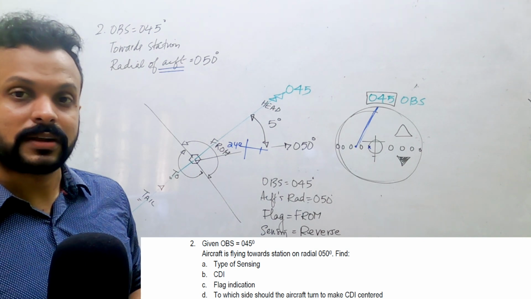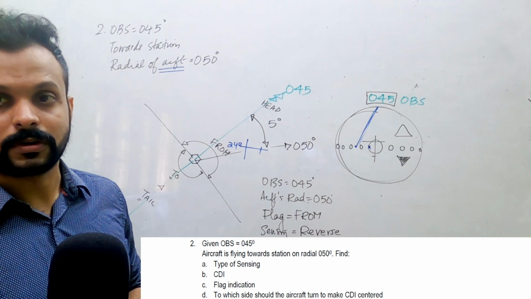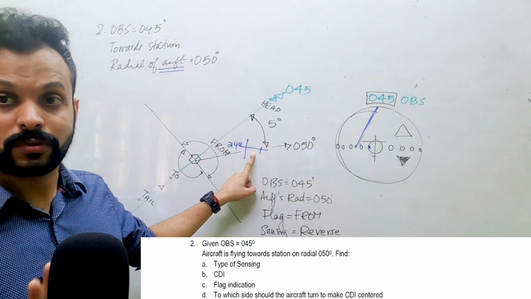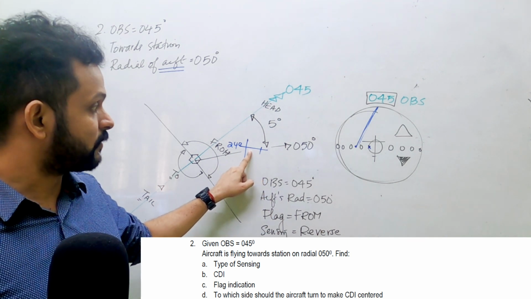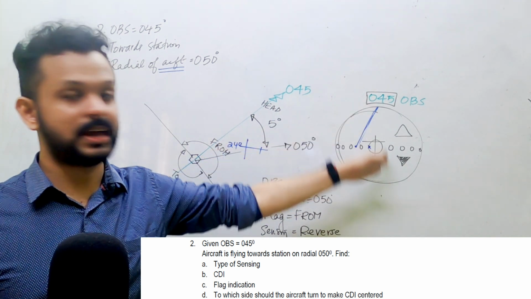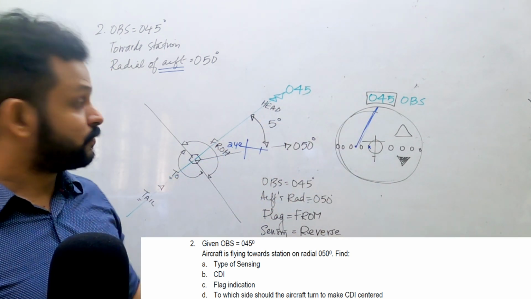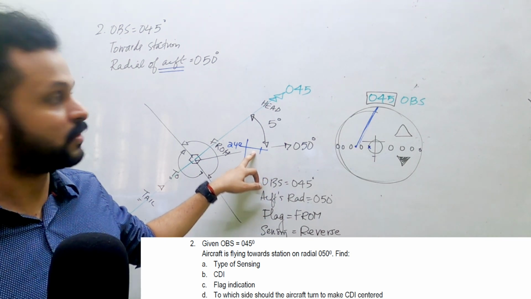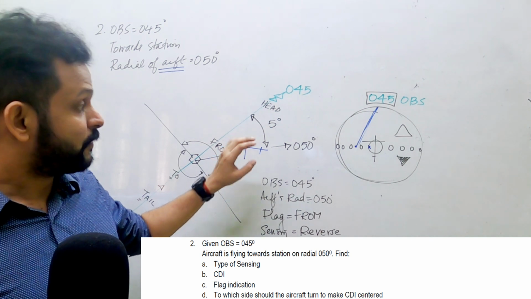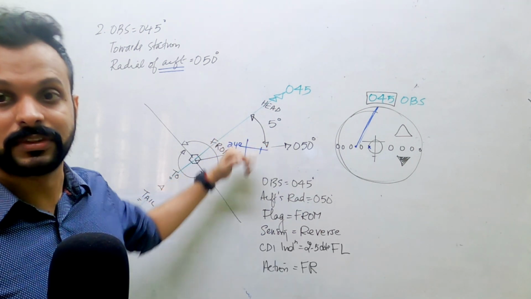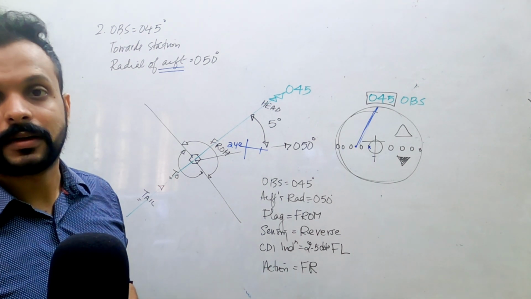If I want to center the CDI at my current position, how can I center my CDI? If I start flying right and intercept the 045 radial, my CDI will be centered. But that is not my current position. I have shifted my position from the 050 radial to 045 for that to happen. If I want to center the CDI on this current radial of 050, how can I do that?